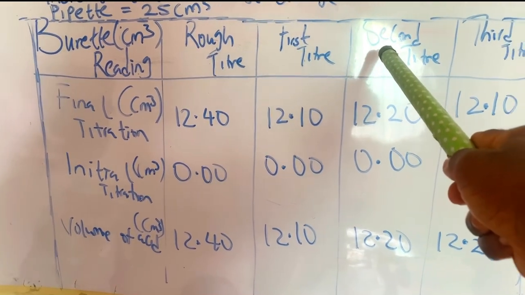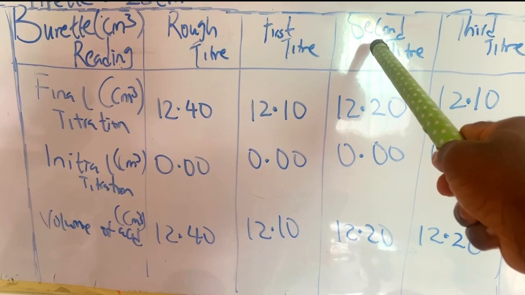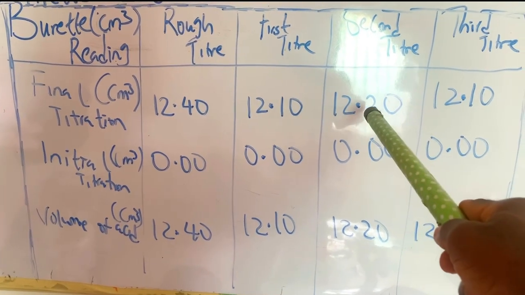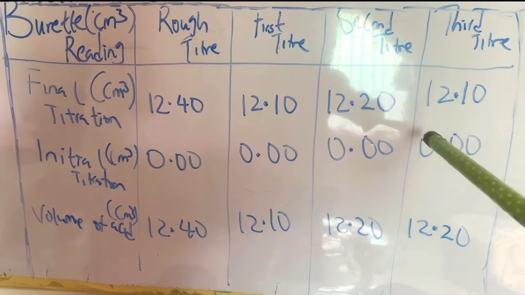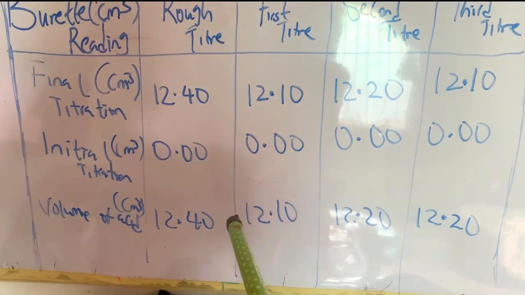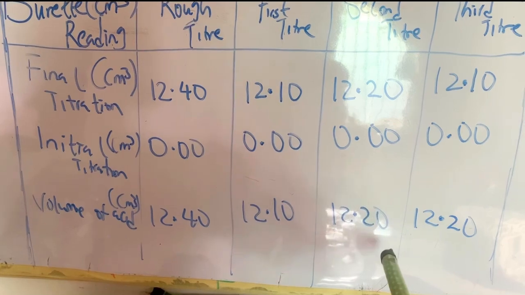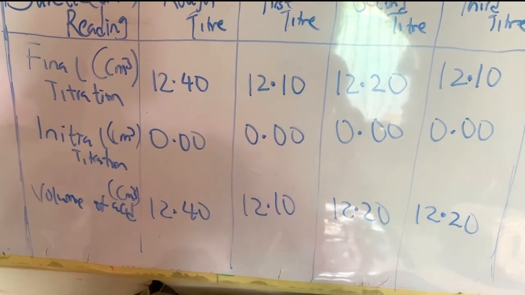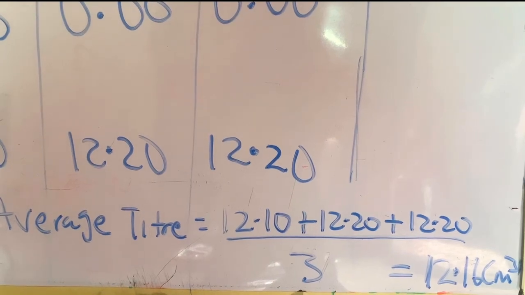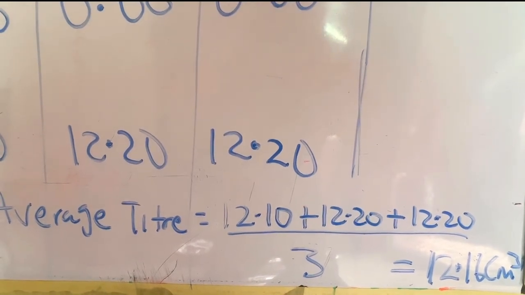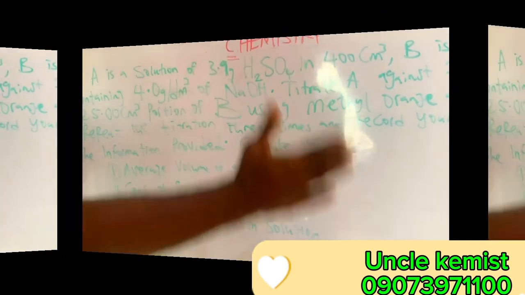Second titer, we have 12.20 as our final titration. And then the initial always 0.00. It's always wise to make your initial to be 0.00 to avoid arithmetic error. And then you can see we have 3 titrations. So we are going to divide the 3 values by 3 to get our average titer, and that will give us 12.16 cm cube. It must be in cm cube.